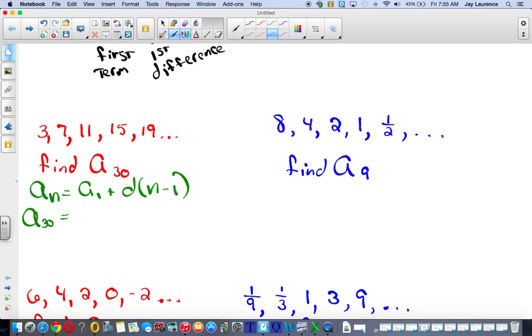A sub 1 is 3. D is the first difference. Well, it looks like it's plus 4 all the way across, right? That would make it linear. The first differences have to match, so the d is going to be a 4.